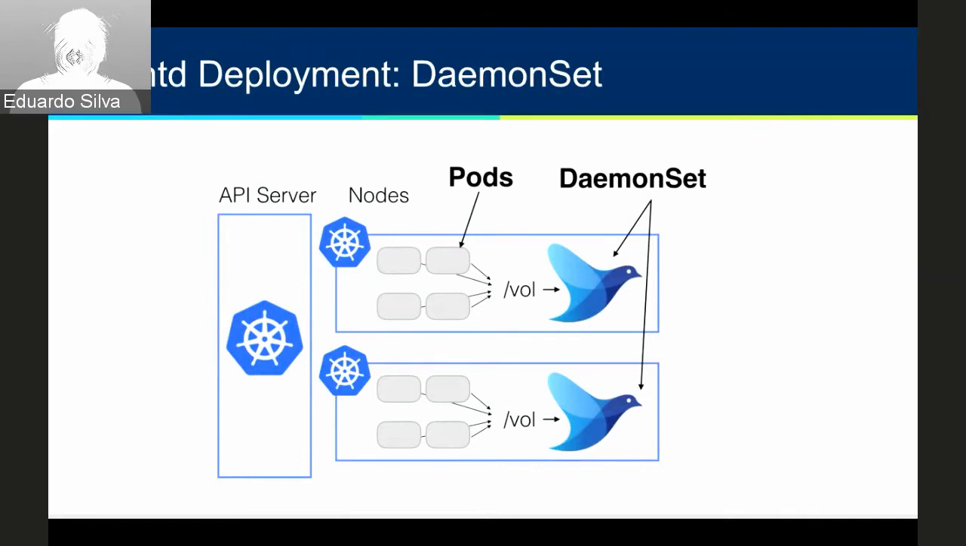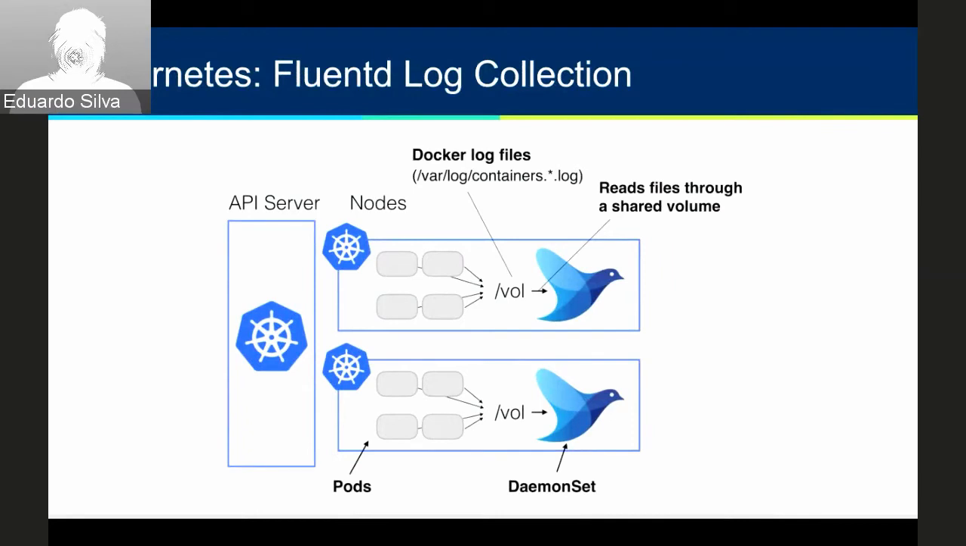Because as you know, every node in your system has different pods, and every pod is generating different logs. So the goal is that you have Fluentd deployed as a daemon set, and this Fluentd has a mounted volume with all the logs and starts collecting them. But when we start collecting the logs, we also need to go beyond that. It's not just reading log files, because as you will see in the next slide, you need to enrich the log with some kind of metadata.